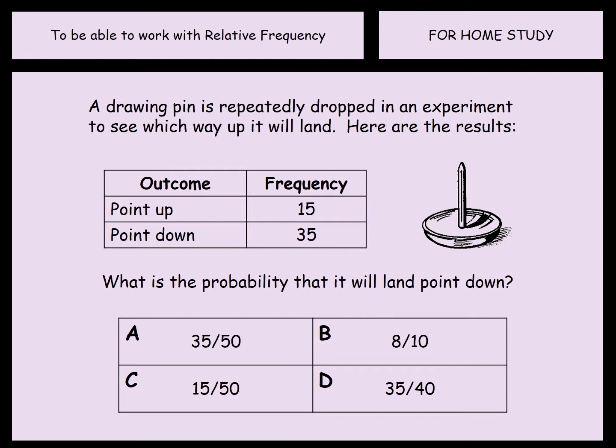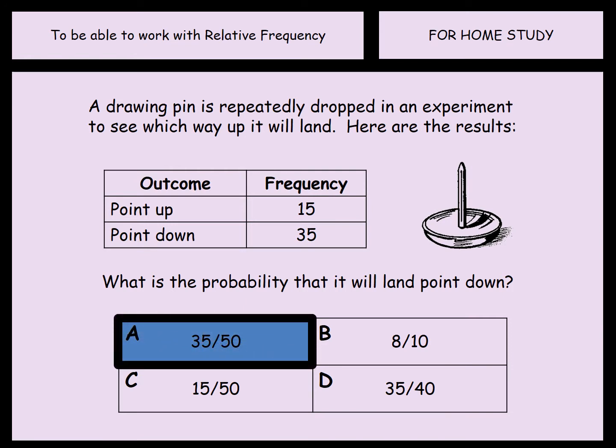Next question then. So it's exactly the same idea. We've dropped a drawing pin, dropped it more times this time, and we want to know that it will land point down. So 35 out of the total, 35 out of 50 is our answer. Now, of course, that does cancel down. So if it can cancel, you might see certainly multiple choice questions being cancelled down in that way. So you might need to do a little bit of fraction work, but otherwise 35 out of 50 is a perfectly sensible answer and a reasonable thing to do at probability. You don't always need to cancel down your fractions when we're doing probability.